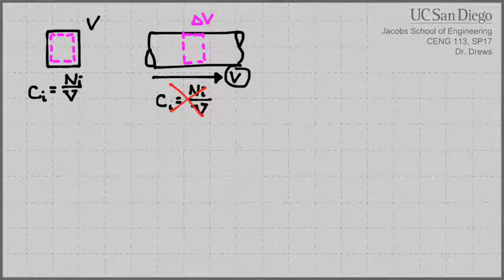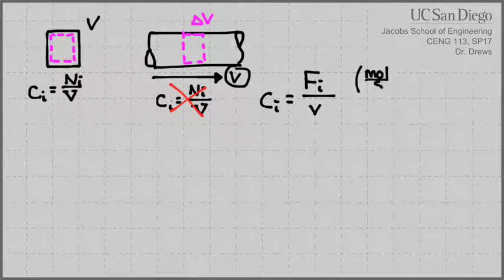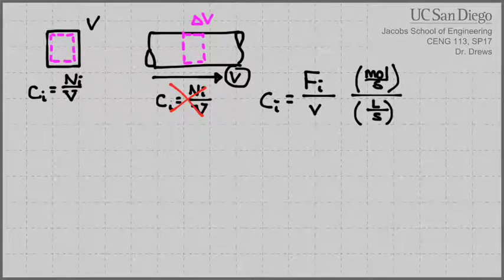Instead, we modify that definition of concentration a little bit because we are dealing with a flow system. And so the concentration of any species I is equal to the molar flow rate of I, F_I, divided by little v. The molar flow rate has units of something like moles per second, and the volumetric flow rate has something like liters per second, right? So that we end up with still a concentration unit, moles per liter.